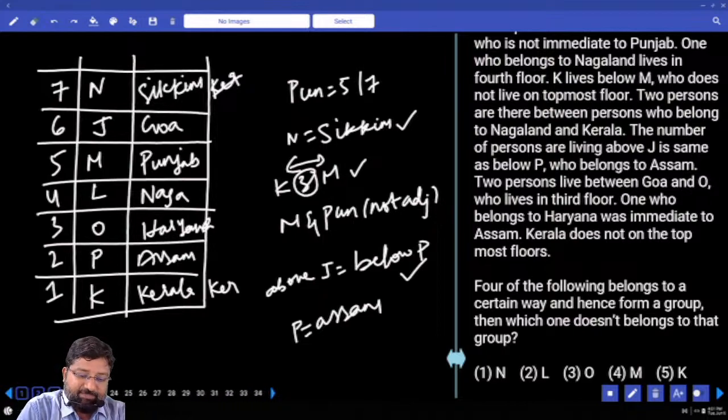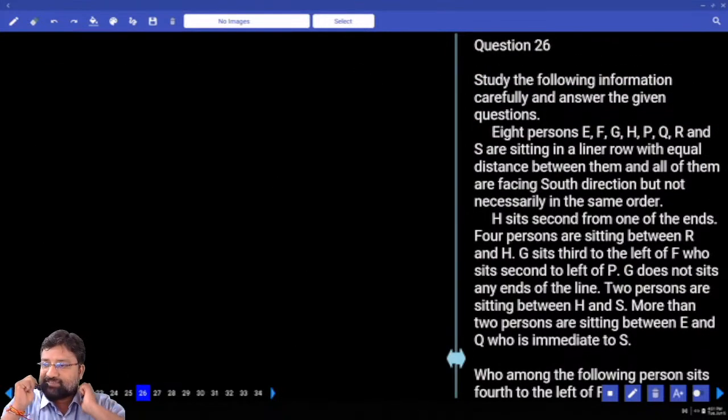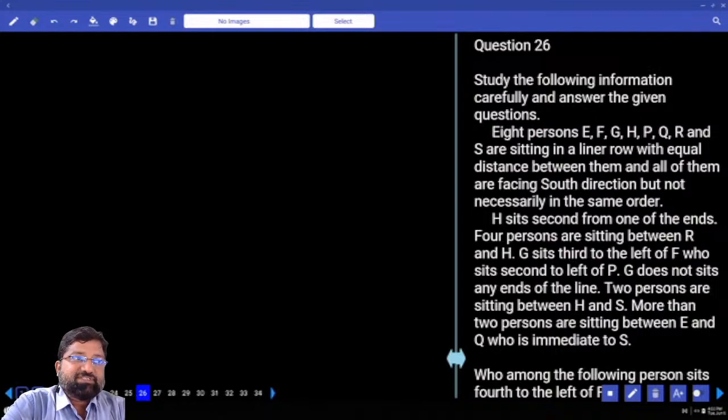Let me jump to the next puzzle, and this is 8 persons. E, F, G, H, P, Q, R and S are sitting in a linear row with equal distance between them, and all of them are facing south direction but not necessarily in the same order. So please be careful. According to the question, everybody is facing south.